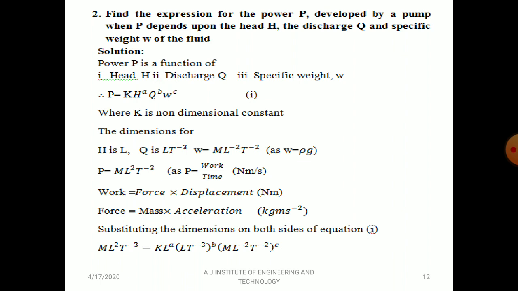Next, substituting dimensions on both sides of equation 1, that is power equal to k into h to the power a, q to the power b into w to the power c. We get M L square T to the power minus 3 equal to k into L to the power a into L cube T to the power minus 1 to the power b into M L to the power minus 2 T to the power minus 2 to the power c. So that is upon substituting dimensions on both sides of the equation P equal to k into h to the power a into q to the power b into w to the power c.